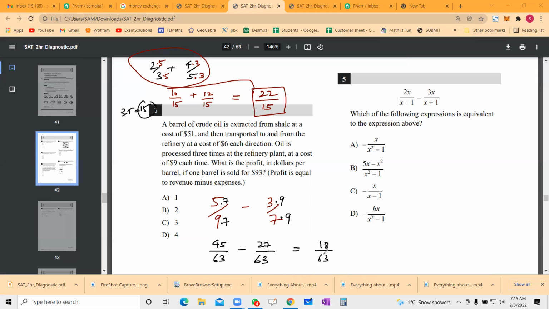Correct. Can you simplify this thing? If you want to check whether 18 or 63 is divisible by 3, then add the digits. 1 plus 8 is 9. If 9 is divisible by 3, then 18 is also divisible by 3. 6 plus 3 is 9. If that is divisible by 3, then 63 is also divisible by 3. So it would be 2 over 7, 9 times 2 and 9 times 7. So 2 over 7. That's right. You have done it perfectly.